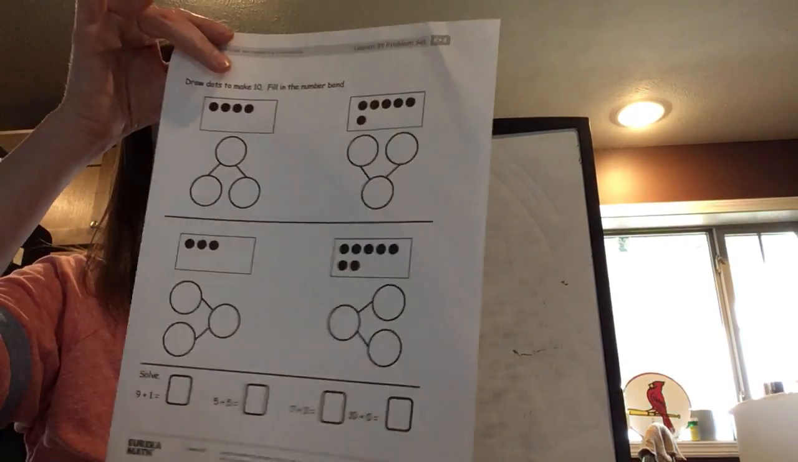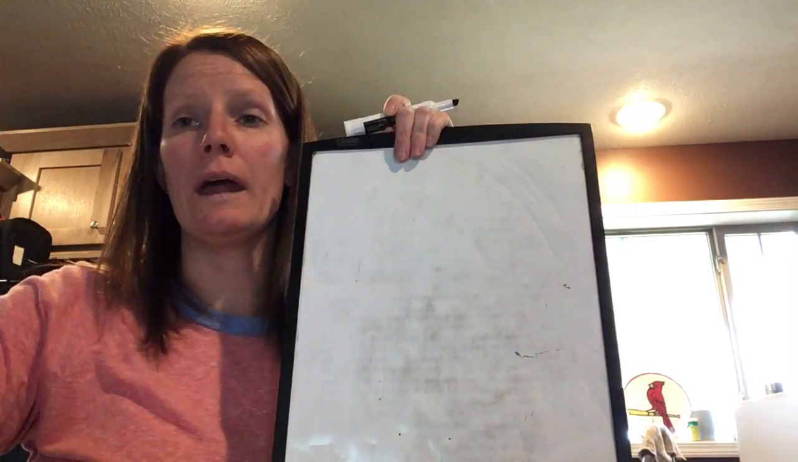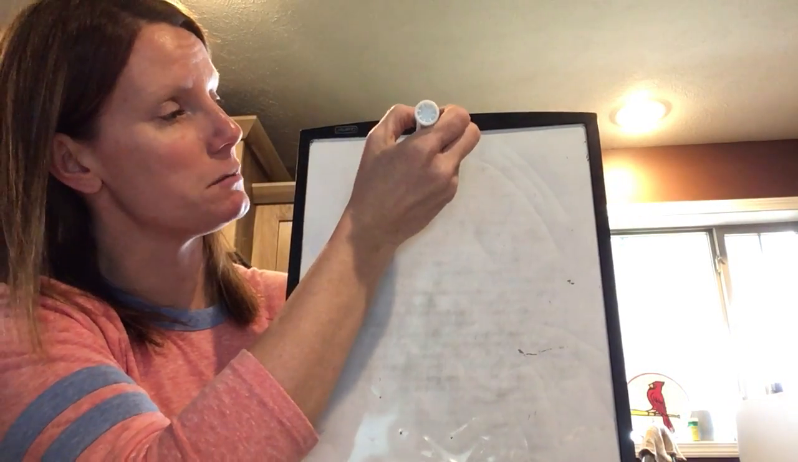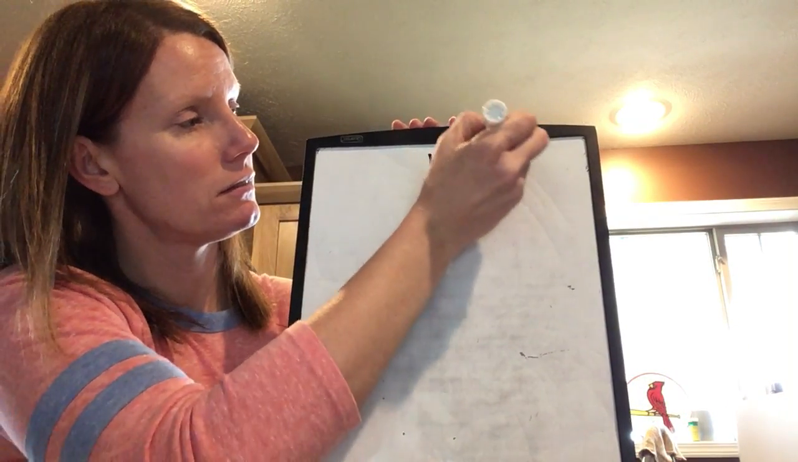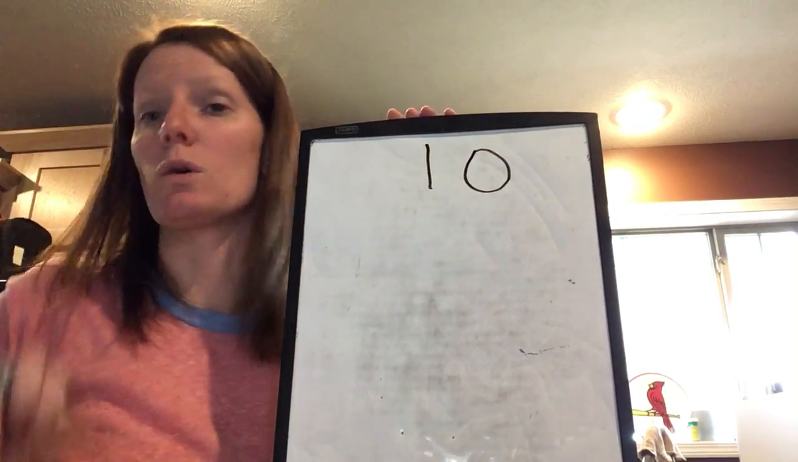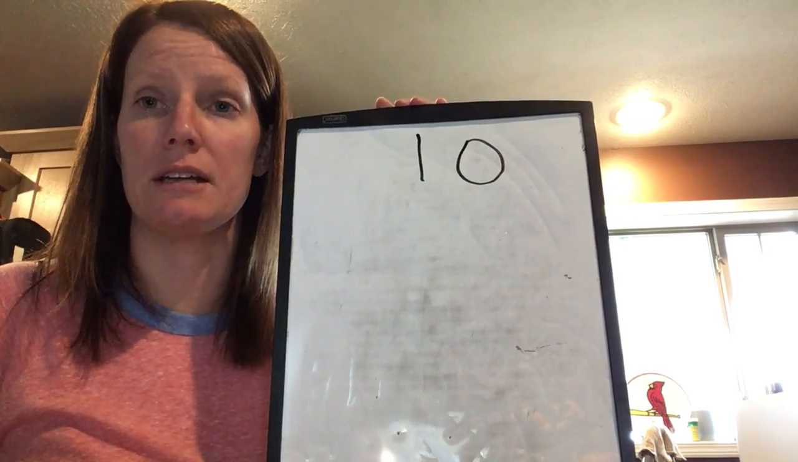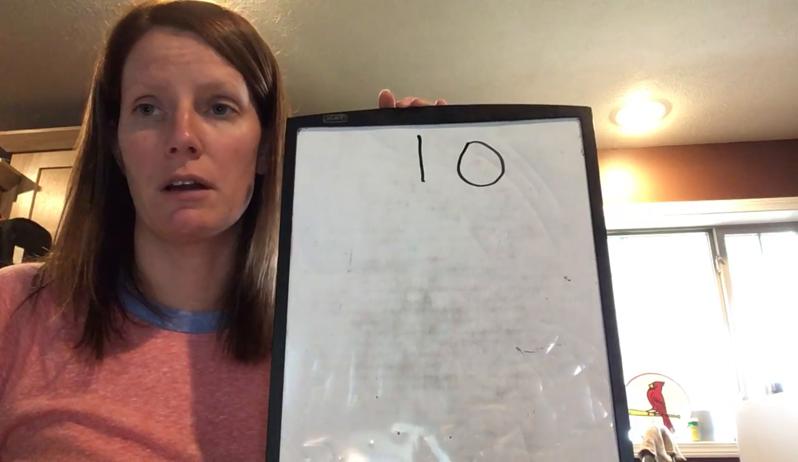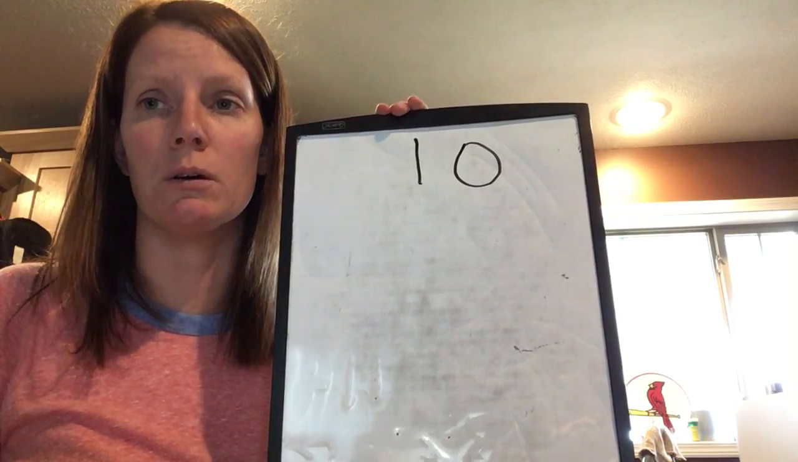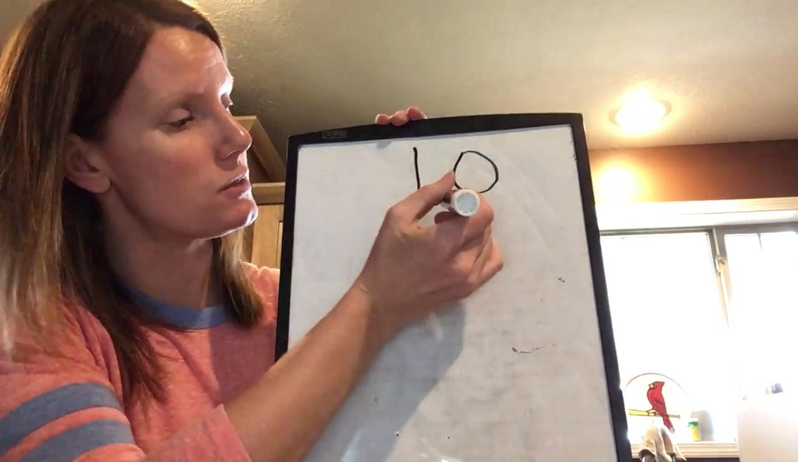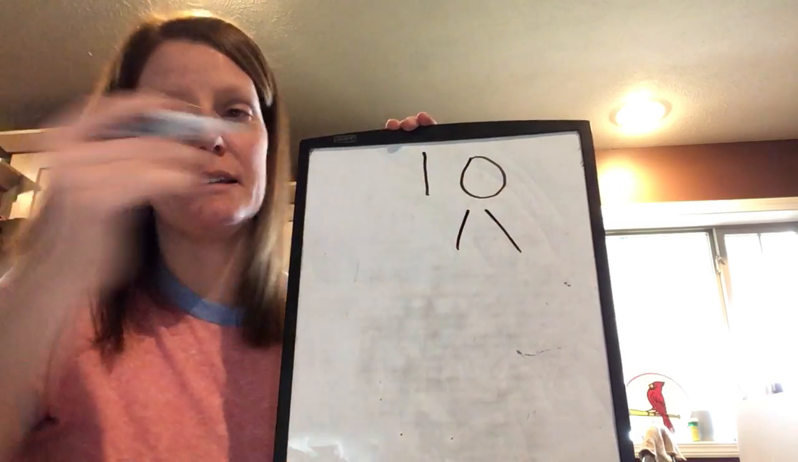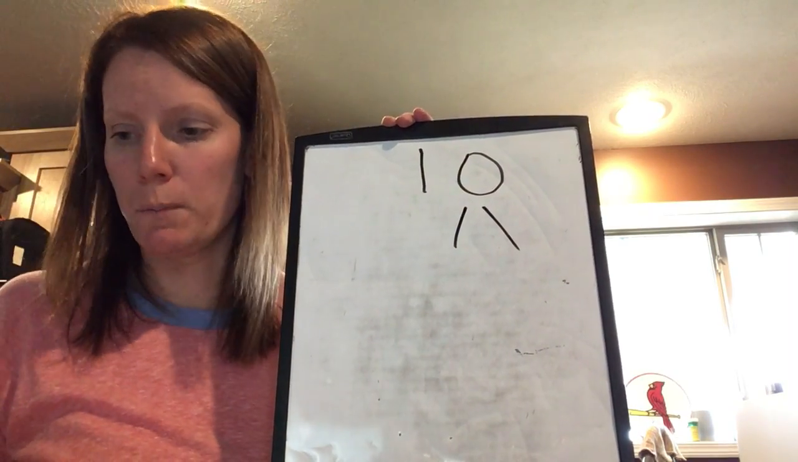Today in math, we only have 2 worksheets, and they are pretty simple looking worksheets, but a little tricky as well, okay? Our whole number today is always going to be the number 10. We're not working with our math equations. We are only doing number bonds. So 10 is whatever we do.